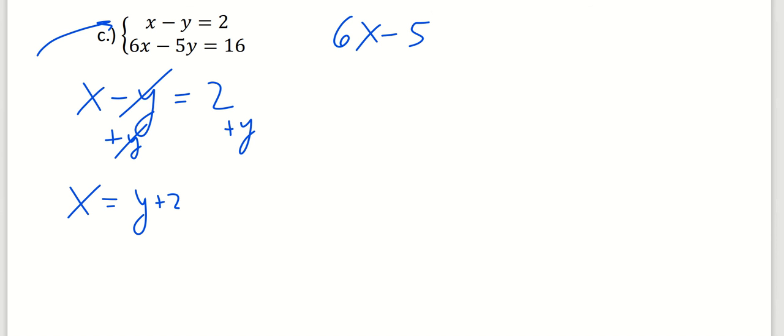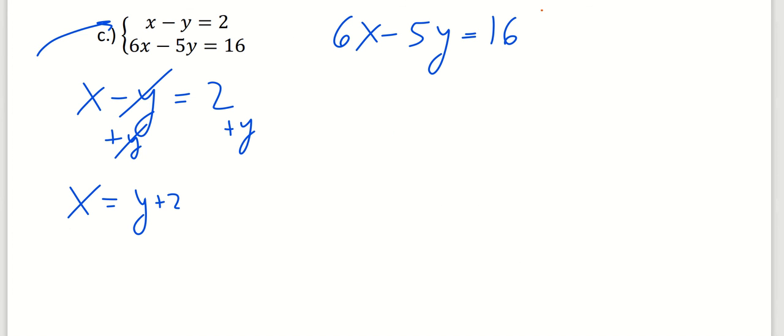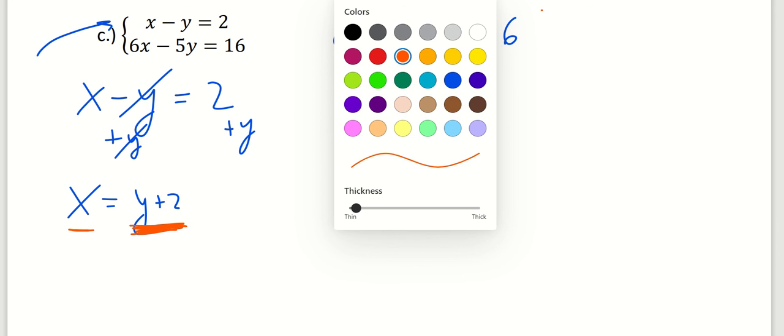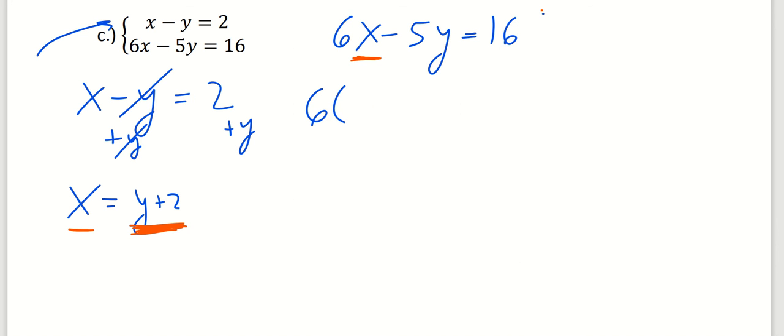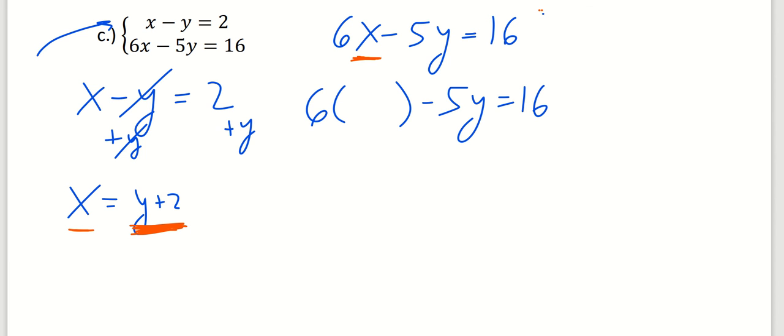It's 6x minus 5y equals 16. And we know what x is. Everywhere we see an x in that second equation, I can replace it with the expression y plus 2. So it's going to look like this.